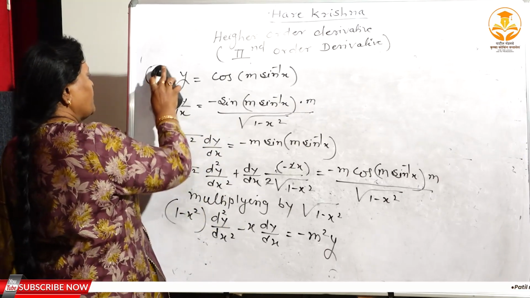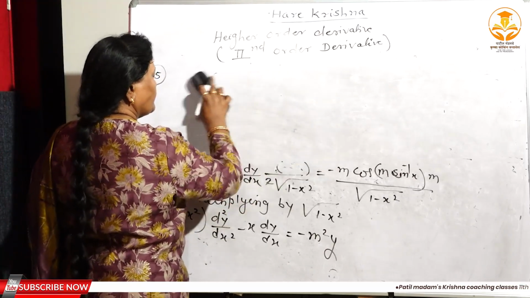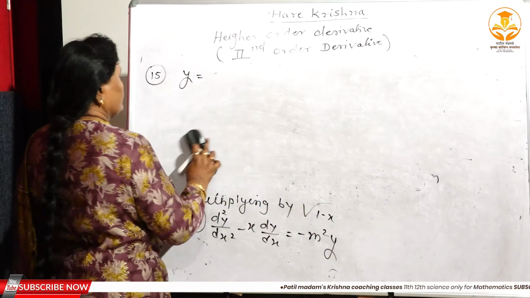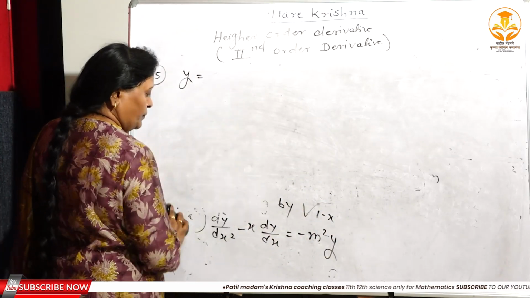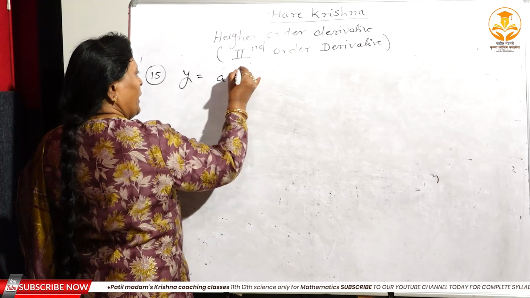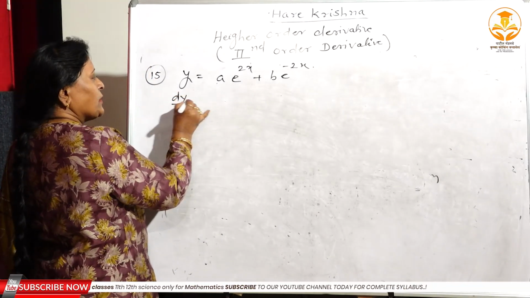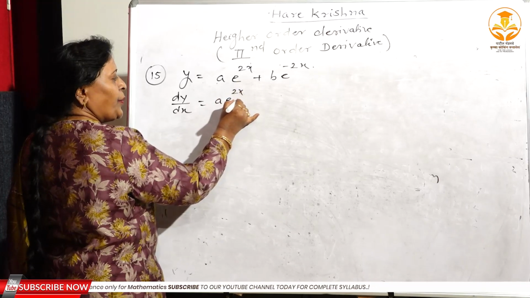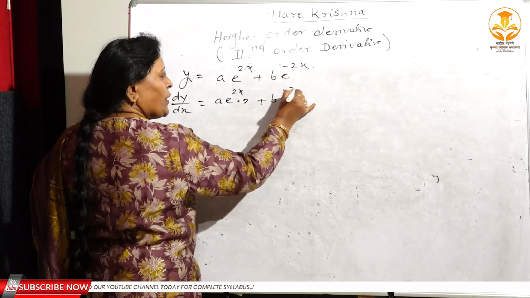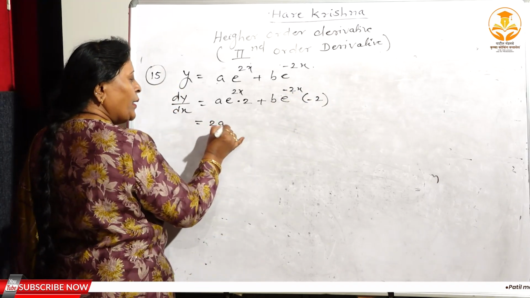Again I will take the 15th one. y is equal to a e to the power 2x plus b e to the power minus 2x. dy by dx: a remains as it is, the derivative of e to the power 2x is e to the power 2x, and the derivative of 2x is 2. b remains as it is, e to the power minus 2x, the derivative of e to the power minus 2x, and the derivative of minus 2x is minus 2.